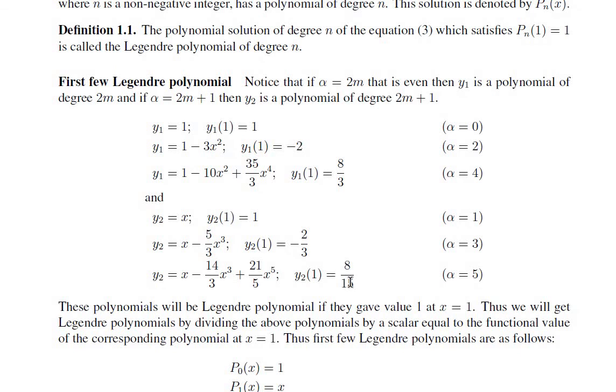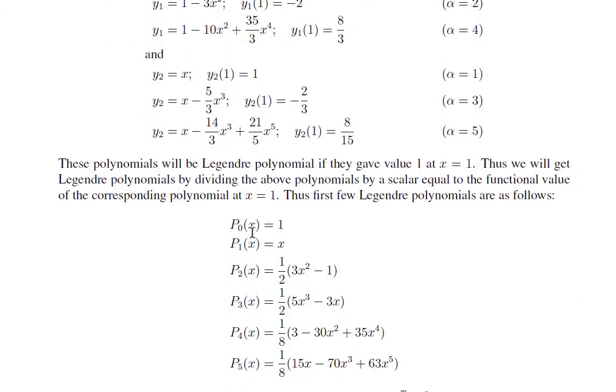So the first few polynomials will be P0(x) equal to 1, this is coming from this y1, and P1(x) equal to x, that is of degree 1. We have divided by 1 because their function value is 1 at 1. Here y1 at 1 equal to minus 2, so we have divided by that, so that's why the sign gets changed: P2(x) equal to half of 3x square minus 1. For P3 we have to divide by minus 2 by 3, so it is half of 5x cube minus 3x. P4(x) equal to this.